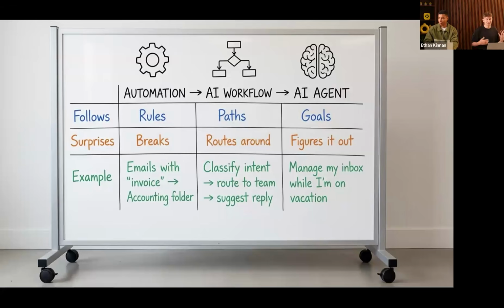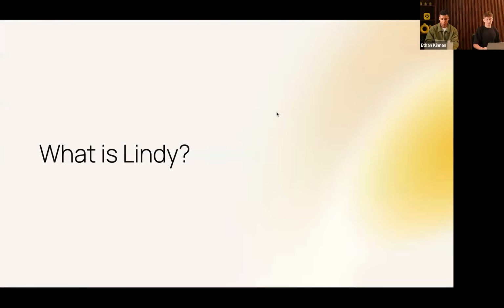And if you think about this in terms of examples, like an email automation, it's: hey, this is a hard rule, this is going to happen. If it's an AI workflow, it might be: the AI is routing the email by looking at it and saying, what department does this need to go to? Whereas with an AI agent, it's literally just: manage my inbox. Here's my email, just figure it out. So there are a lot of different ways that things can automate.